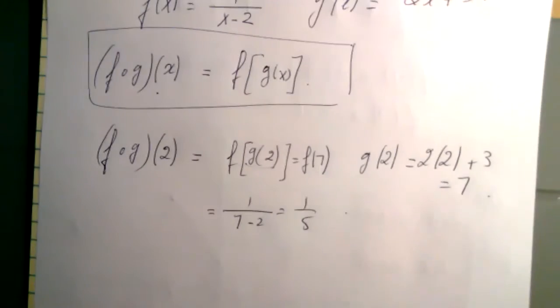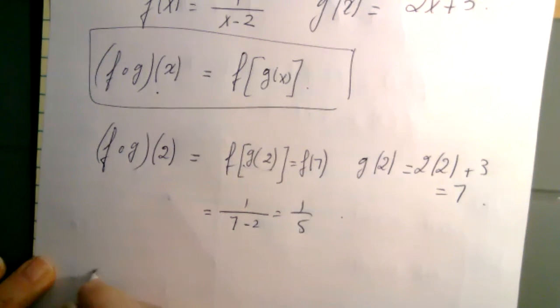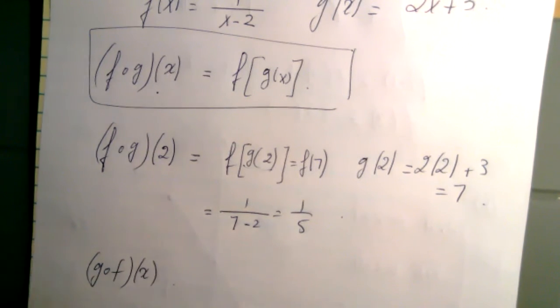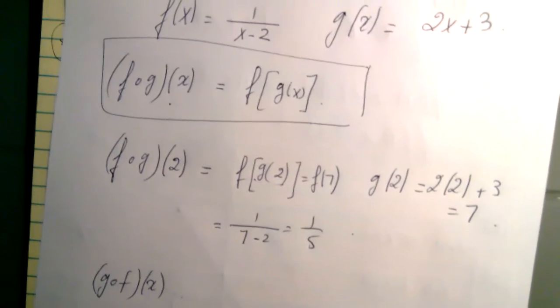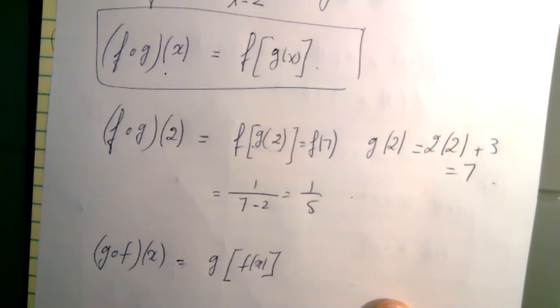Okay? Now I'm going to do another one, which is without a fixed number. G composed with f of x. First, what is the definition? So this is g of f of x. G of f of x. But what is f of x? What does f do? It's 1 over.